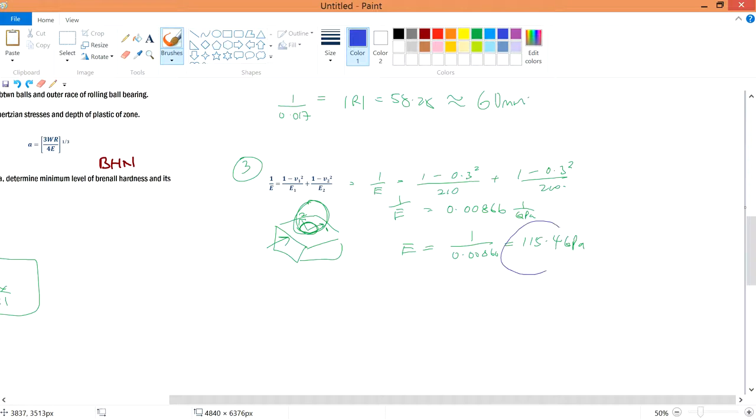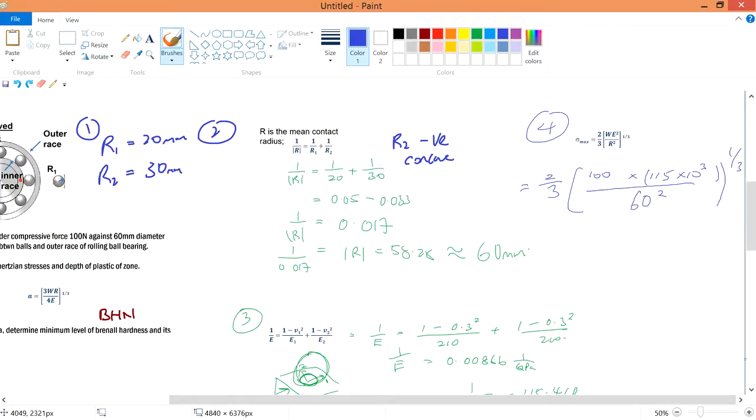But anyway, this E is actually 115.4 GPa, which we found as the equivalent Young modulus. So just sub it in. And over here, this is the R, the contact radius, which we have found also. So just sub it in. But please take note of this, be very careful. This is 60 millimeter. Everything is in terms of Newton. This is in terms of megapascal, or in other words, mega Newton per meter squared.